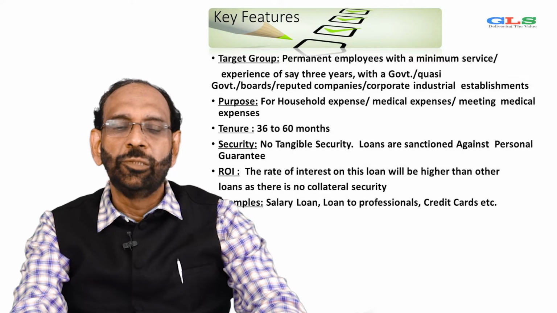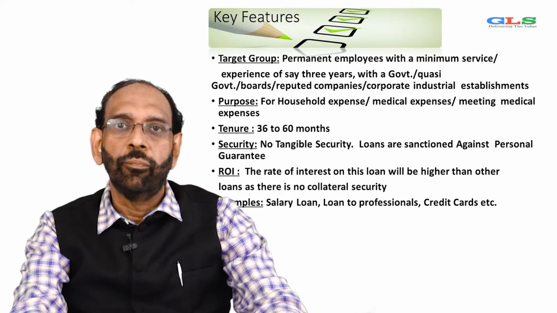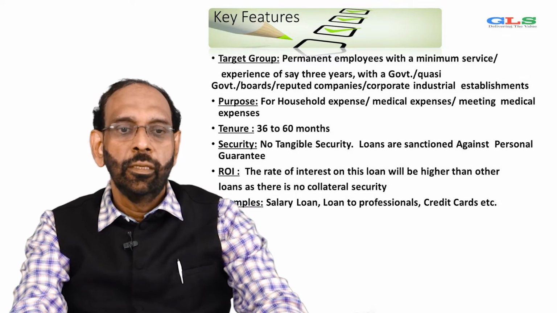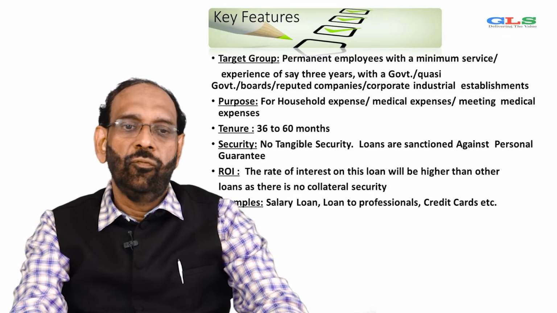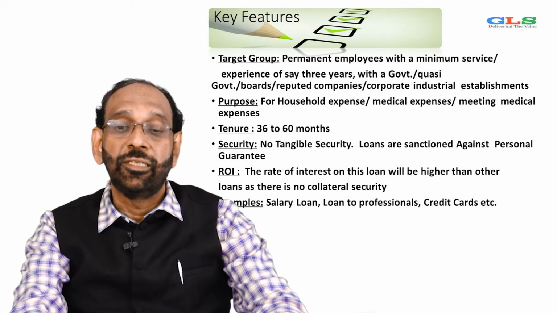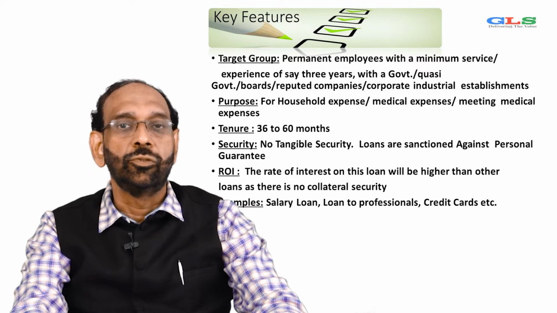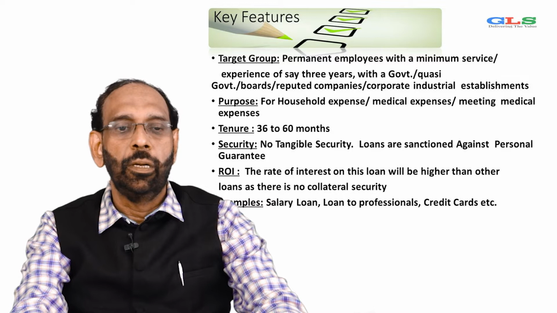So when we talk about disbursing loans on what we call personal loans, basically the permanent employees with a minimum service experience, say 5 years, 10 years, or with a government or a quasi-government, that kind of persons are the target employees where these loans are parted. The purpose could be for household expenses, meeting medical specific examples also. And the tenure could be 36 to 60 months for this repayment.